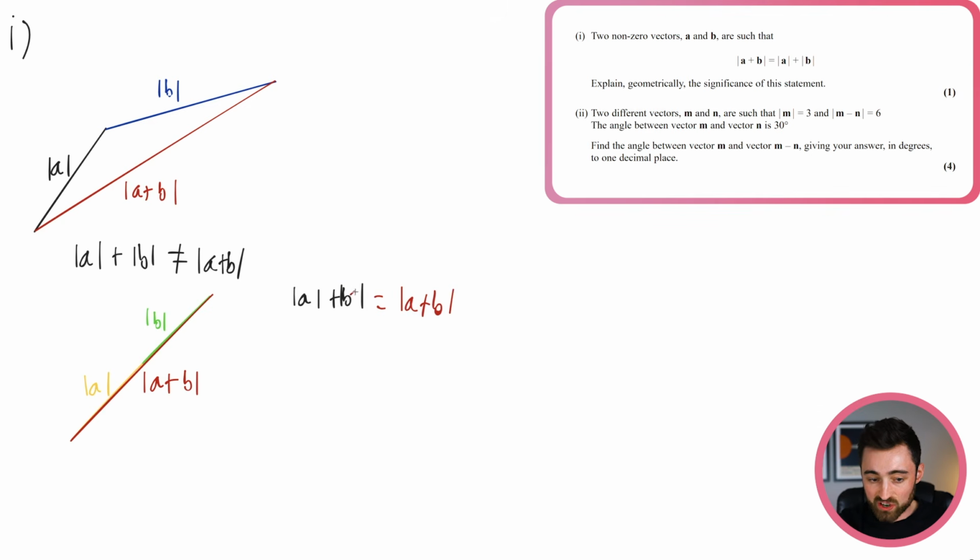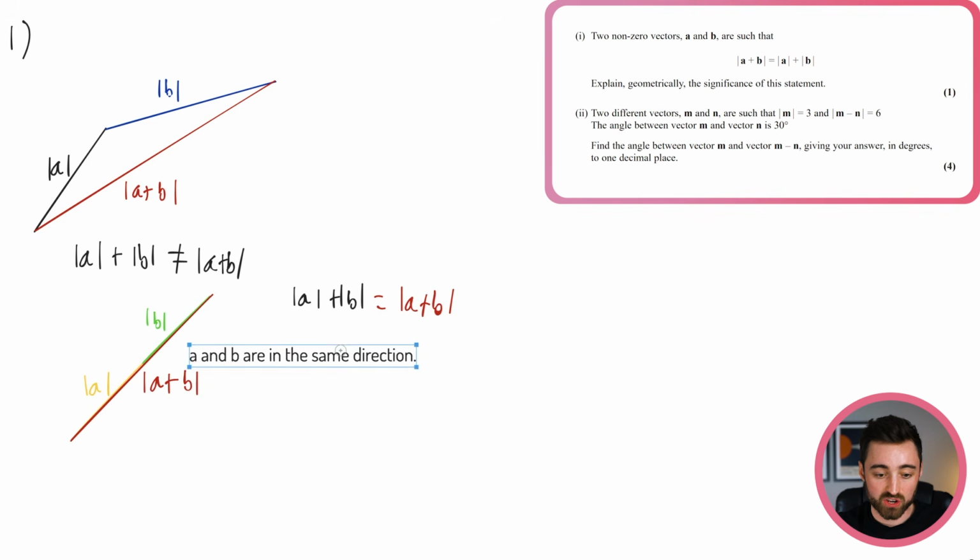So the geometrical significance of this is going to be what? Well, A and B have to be in the same direction. That's the only way that this can happen. So A and B are in the same direction. And I mean, it's only 1 mark. That's actually quite difficult, to be honest, but that's going to be the answer.